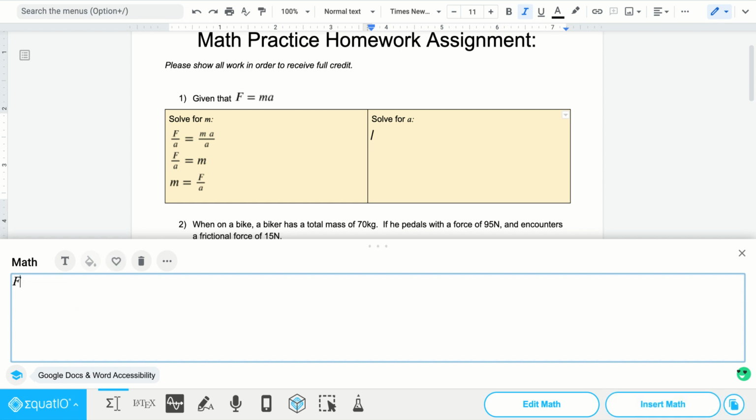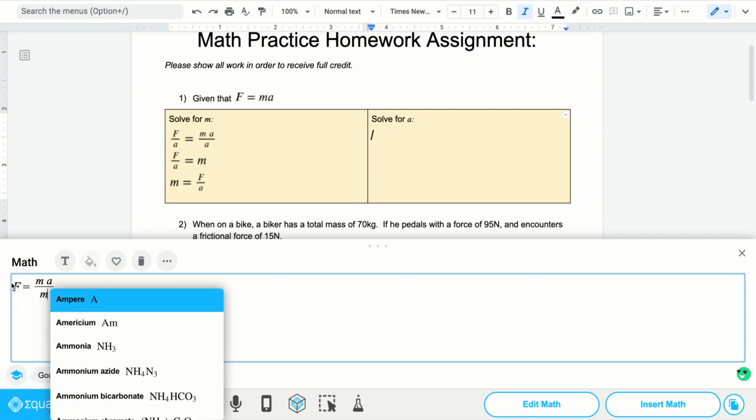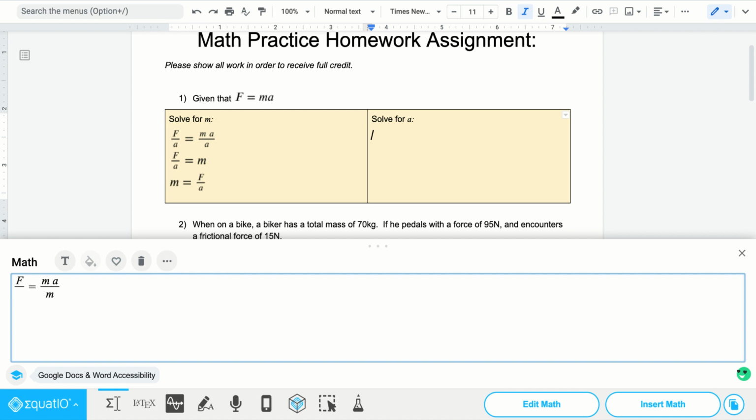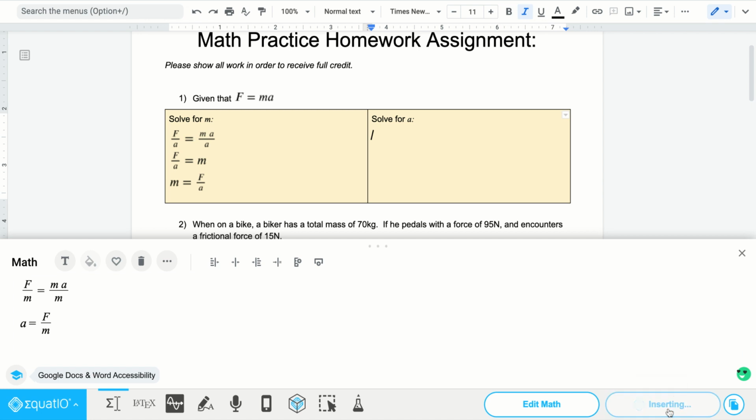And then we're going to do the same thing for a, except this time we're solving it for a instead of m. So to get the a by itself on one side of the equal sign, I have to divide both sides by the m this time. That way the m's will cancel, and we just have a on one side. I'm going to flip it around right away and say a, what we're solving for, is equal to the force divided by the mass.